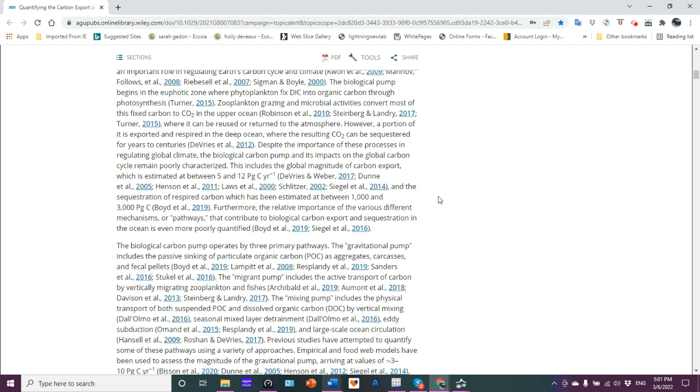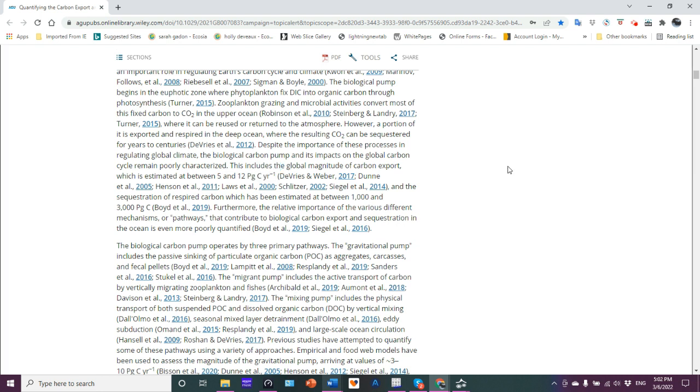Despite the importance of these processes in regulating global climate, the biological carbon pump and its impacts on the global carbon cycle remain poorly characterized. This includes the global magnitude of carbon export, which is estimated at between 5 and 12 petagrams. The capital P, that's 10 to the 15. Okay? So it's basically 5 and 12 times 10 to the 15 grams of carbon per year, right? That's what this is. Petagrams is 10 to the 15 grams of carbon per year.